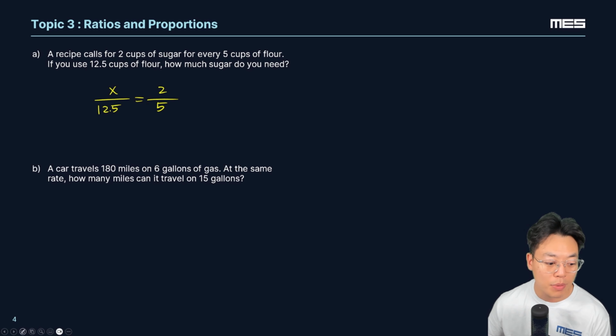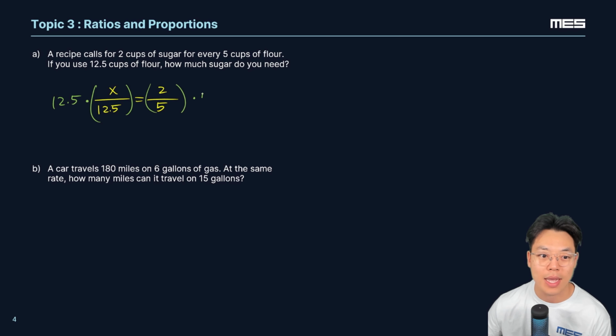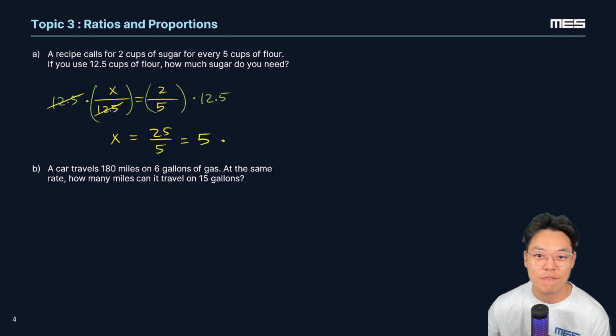Now we want to multiply both sides by 12.5 in order to isolate my x. So I'm going to multiply both sides by 12.5. And once I do this, these cancel, and I'm left with x equals. Well, 12.5 times 2 is 25, and that brings a smile to our face because we know 25 over 5 is just 5, and we have 5 cups of sugar.